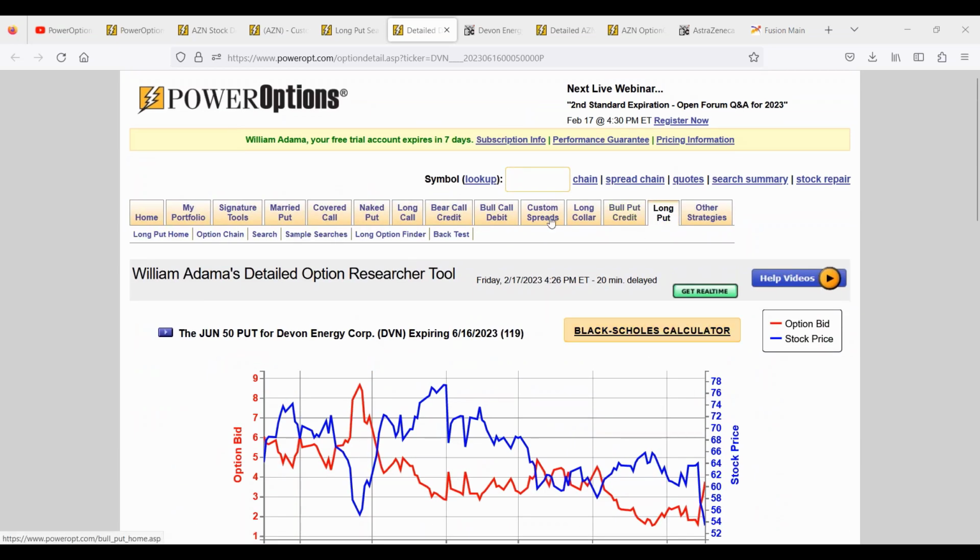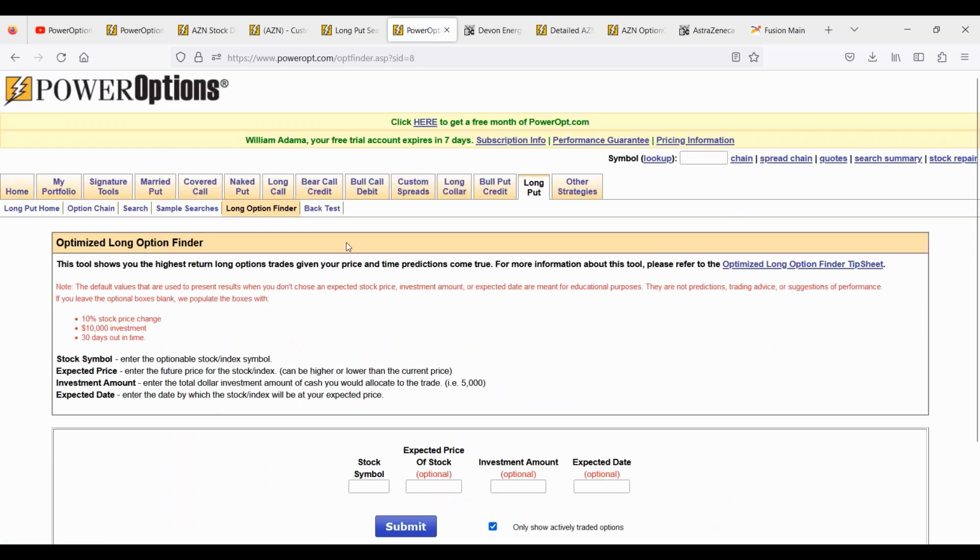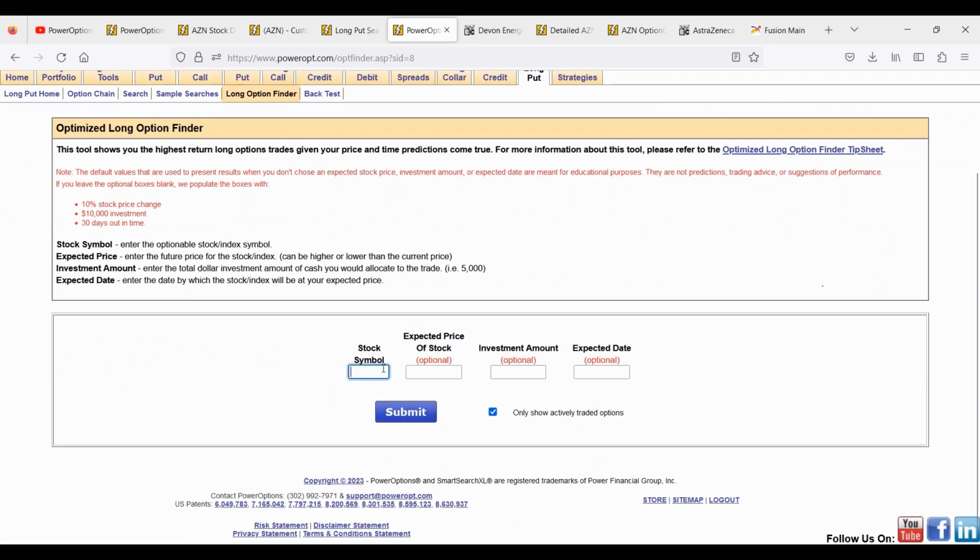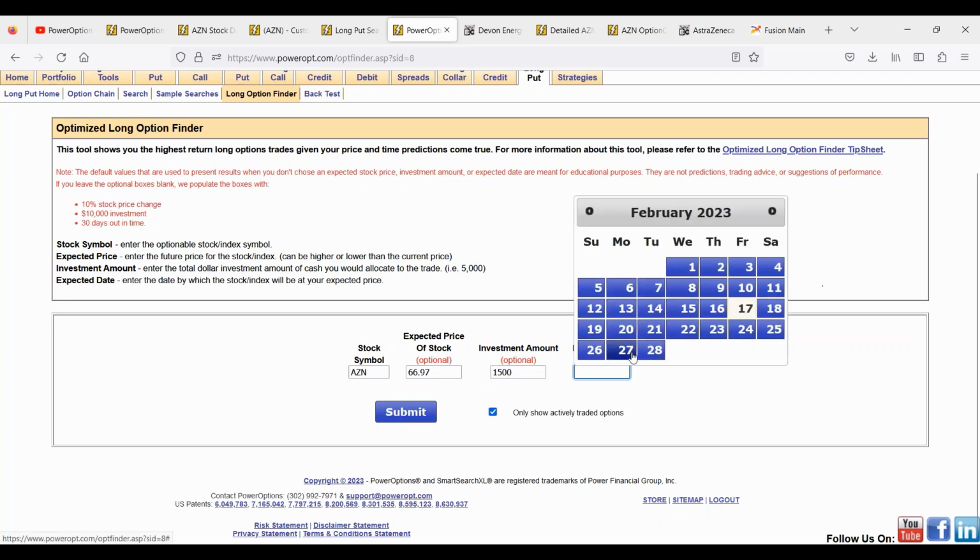Remember, use the long option finder. Long option finder tool could be accessed in the signature tools under the long put or the long call, and just put in your stock symbol AZN, and I say, okay, expected stock price, what do we do? 66.97, 2 points down from where it is, not much of a movement. Let's say we're going to put $1,500 into options, and we said 10 days from now on the 27th.